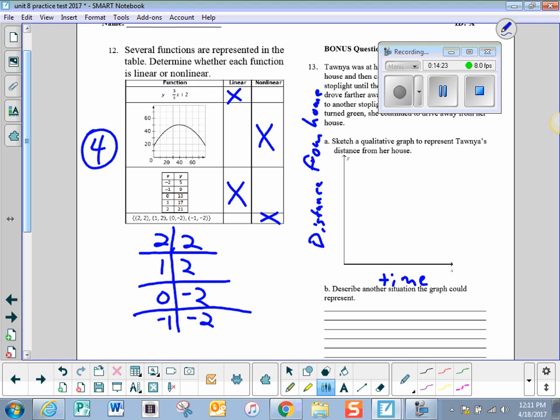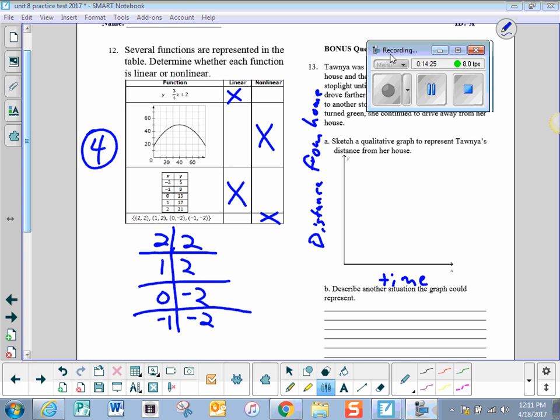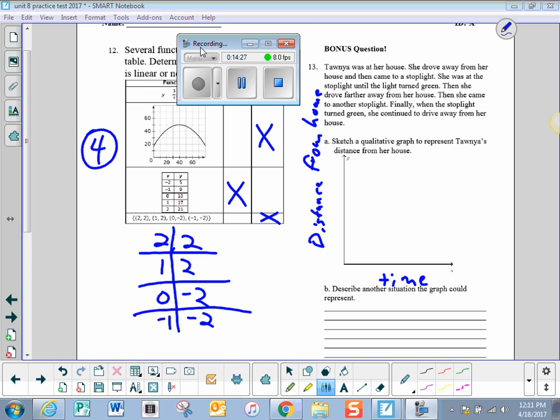Okay, so here you are at home, right? What does she do? She drove away from her house, so we usually increase at a constant rate. Then she came to a stoplight, so what's going to happen there? Okay, and then what? Farther away from her house, and then what? And then finally, the light turned green, she continued farther away from her house. So it should look something like that.